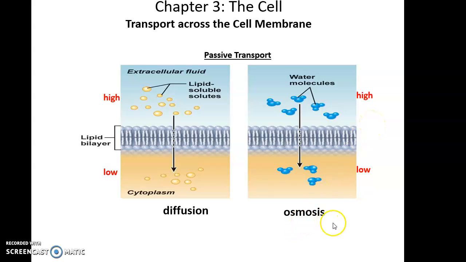Now we have osmosis. Osmosis is a type of diffusion, but it is only for water. So if someone says osmosis, they're talking specifically about the movement of water via diffusion. And so again, high concentration to low, so a dilute solution on one side of the membrane, a more concentrated solution on the other. Water will move from high concentration, dilute, into the low concentration, concentrated.